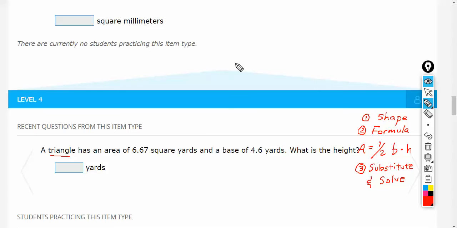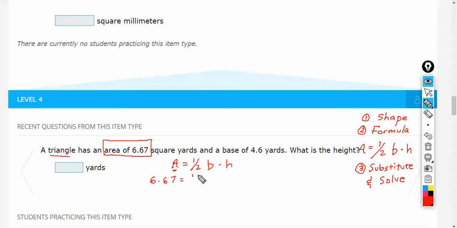So for this problem, I'm going to squeeze it in down here. So it's got A equals half base times height. It says the area is this. So I'm going to substitute. I'm going to take the A out for area and put 6.67.